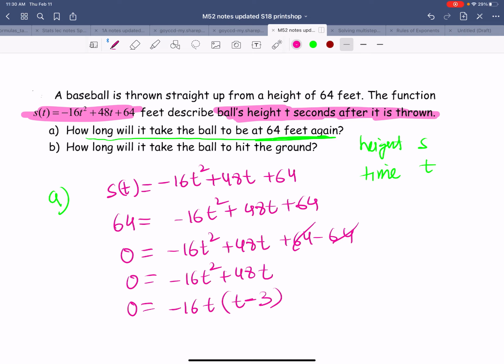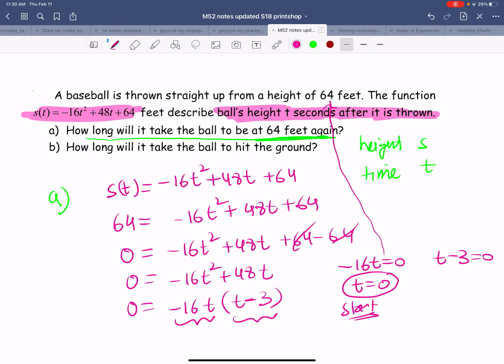All right, so now your zero product property says plug each factor equal to 0: negative 16t equal to 0, and t minus 3 equal to 0. So we will divide both sides by negative 16, and t is 0. So that's when it actually started. That's what it says, that in the beginning it was at 64 feet. Now solving the other factor, plugging it equal to 0, we get t equals 3. That means after 3 seconds, that is going to be our answer in this case.